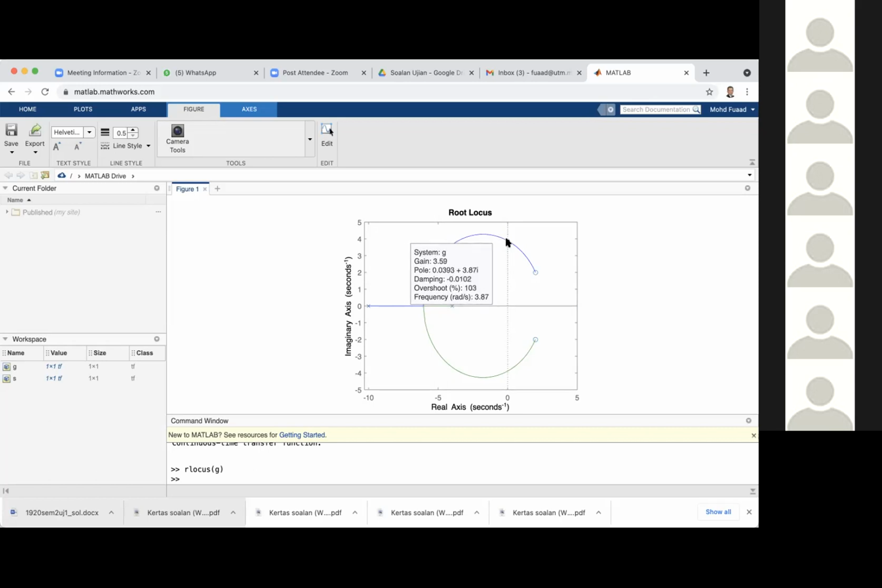It works now, last night it didn't. So 3.84 is about here, somewhere here. Can you see? Can you see? Yes. Okay, right.